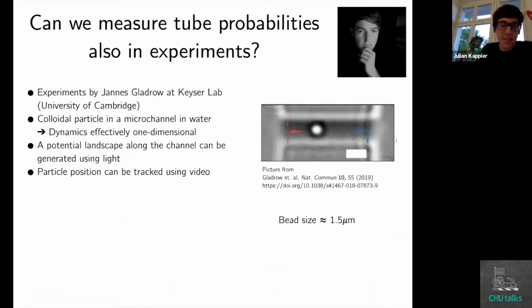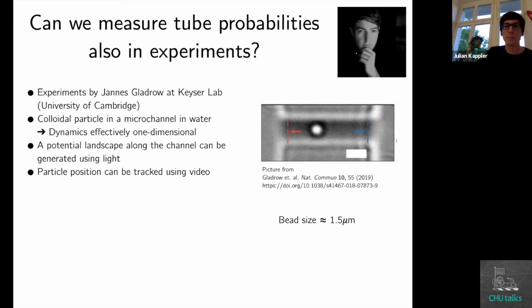And so we had this, and it was nice, our theory worked, but I was saying the whole time, this allows us to measure things in experiments, right? So the question was, can we measure these tube probabilities also in experiment? Can we measure the probability for a stochastic trajectory that is measured in experiment to be inside a tube?